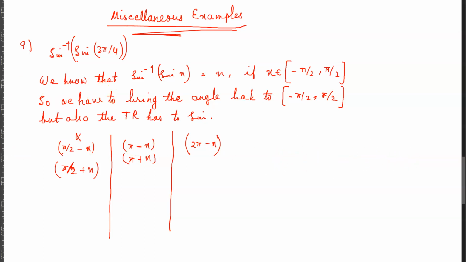So if I go for the sine of pi minus x, let's see what that is. The sine of pi minus x is equal to, first of all, the trigonometric ratio does not change, and you have your x over here.